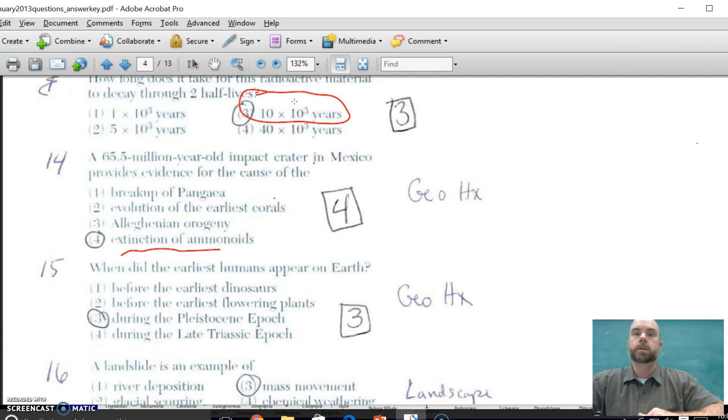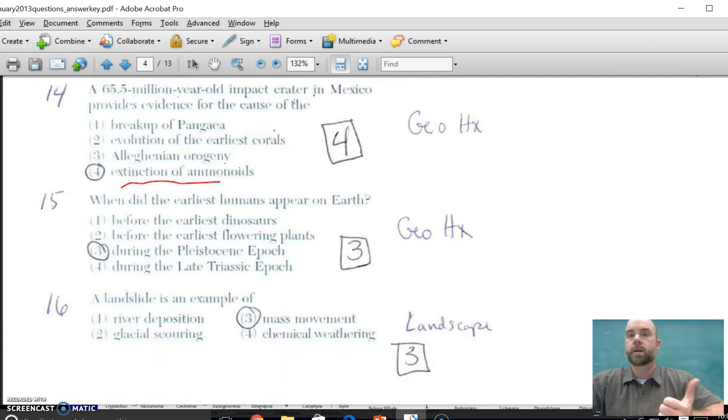Okay, next question. When did the earliest humans appear on Earth? Again, you go to the geologic history. Remember now, these are all questions on the January 2013 Regents exam. So we know that it's pretty heavy in using the ESRT. So the answer is the Pleistocene epoch.